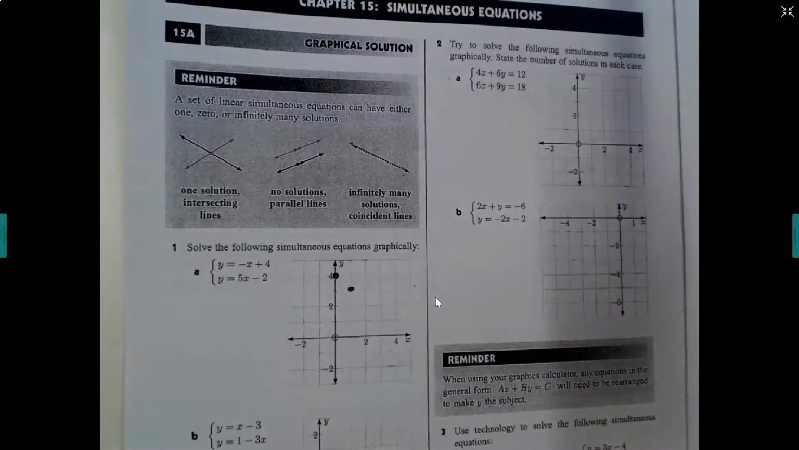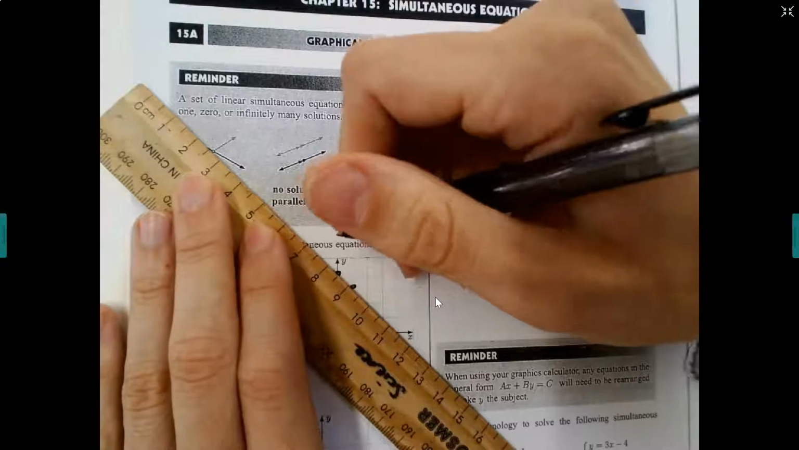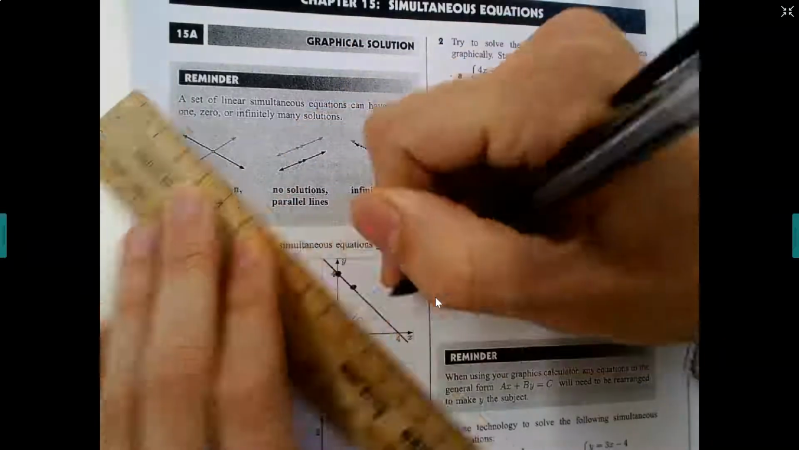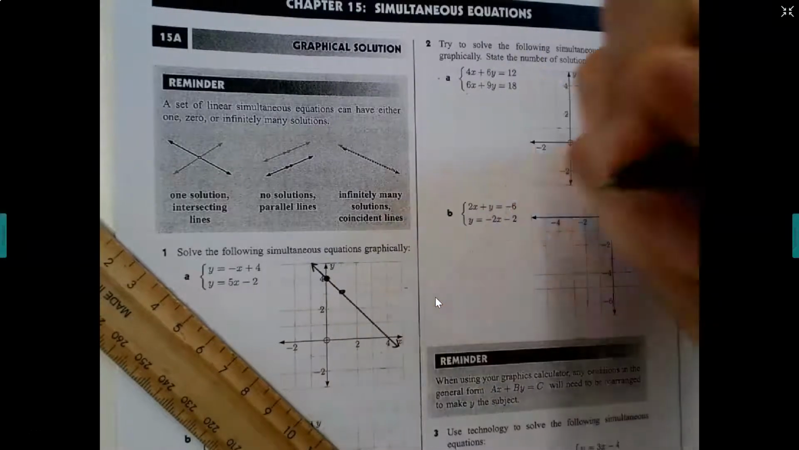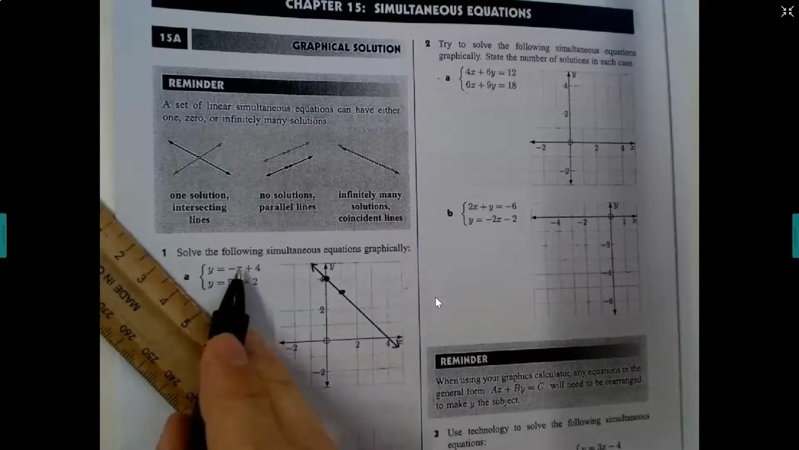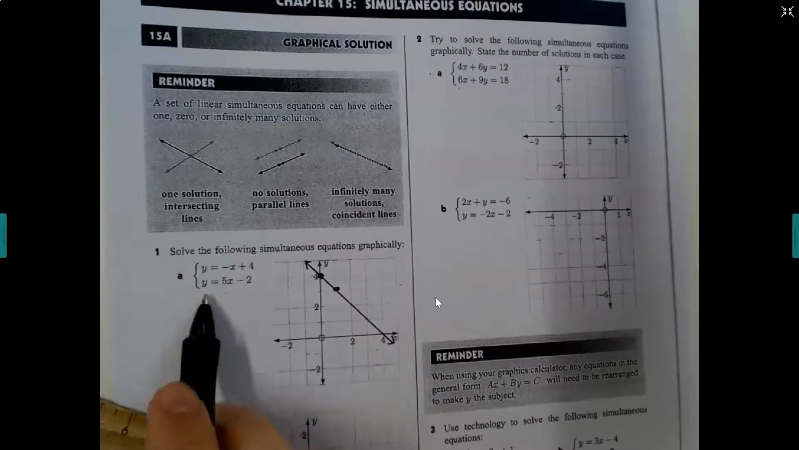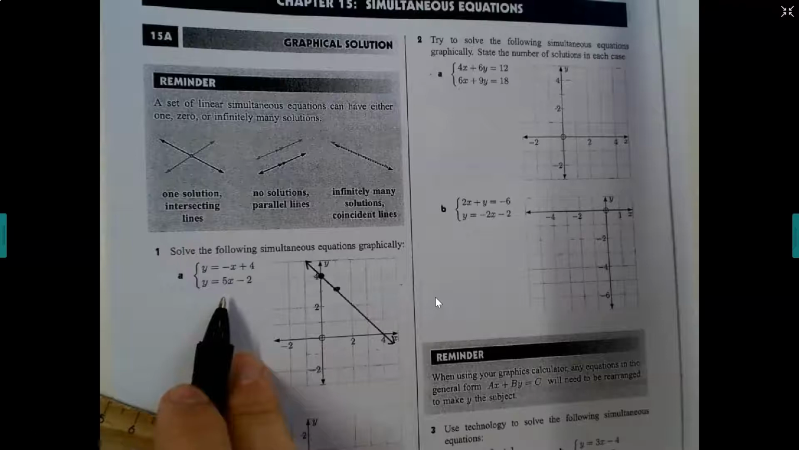I've got 2 points. As soon as I have 2 points, I can join them. All right, so I've joined them together. Now, that was this one. So next, I'm going to graph this one here. Once I've graphed that one, I'm going to find the point at which they intersect, and that's going to be my solution if they do intersect.